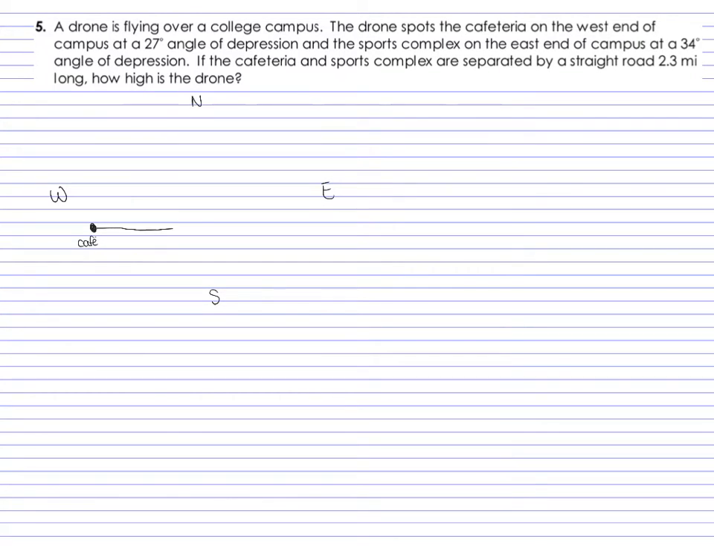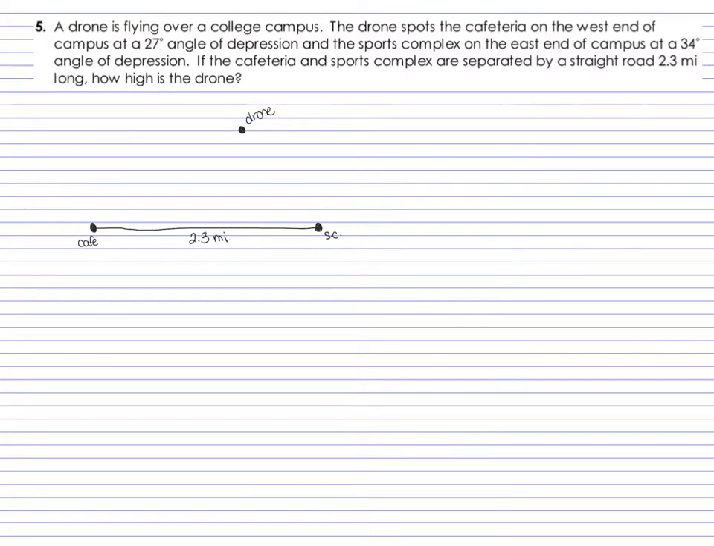And then due east of that is the sports complex. And the distance between those two is 2.3 miles. Okay, now from there, we've got to put in this drone. We've got to figure out where it is and how to determine the angles happening between the two. So I'm going to put my drone right about here.